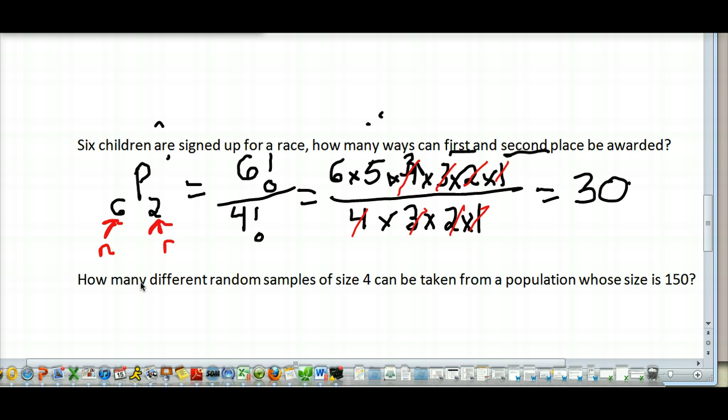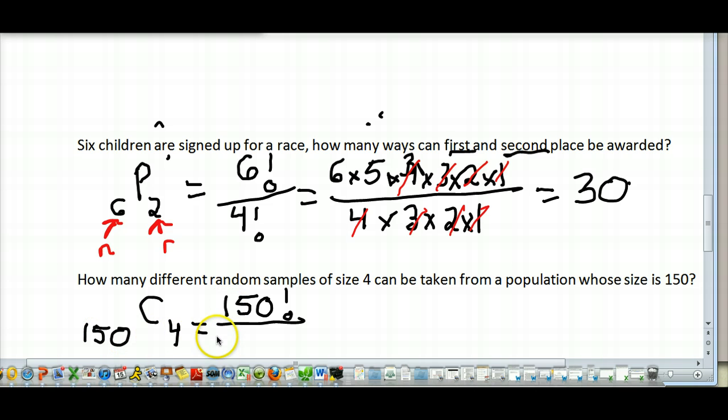Let's take a look at a bigger problem. If we have 150 people in a population, and I want to take a sample size of 4. Now, we'll assume I'm doing a survey or something like that, so it doesn't really matter what order I choose these people in. They're all going to answer my survey. But I want to take 150 people and choose 4 of them. Order doesn't matter.